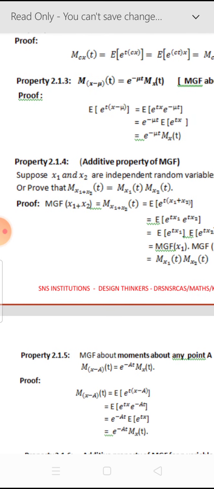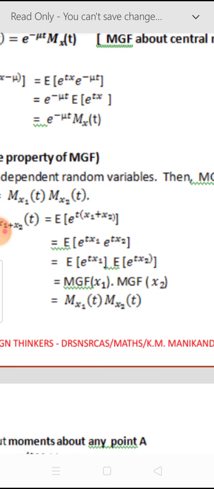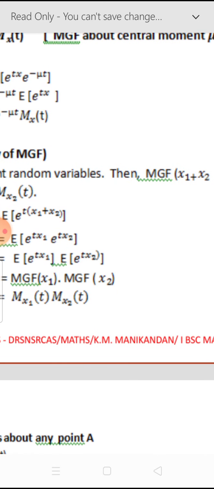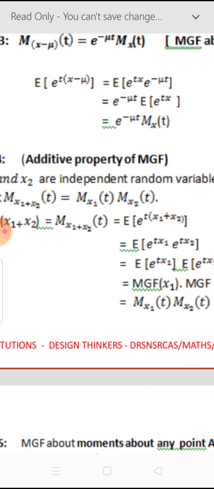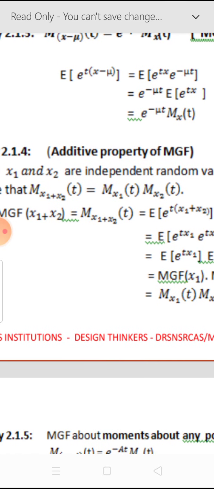Next we find the additive property of the moment generating function. You take two independent random variables X1 and X2. The random variables are said to be independent if expectation of X1 into X2 is equal to expectation of X1 into expectation of X2. That is, E of XY is equal to E of X into E of Y. We have seen this in the first unit. That idea we are extending here. So now in this proof what we are going to show is that the moment generating function of the sum of the two independent random variables X1 plus X2 is equal to the product of the moment generating functions, namely M_X1(t) into M_X2(t).